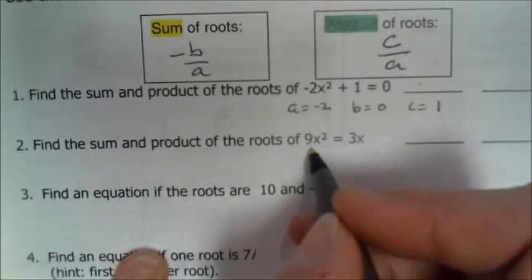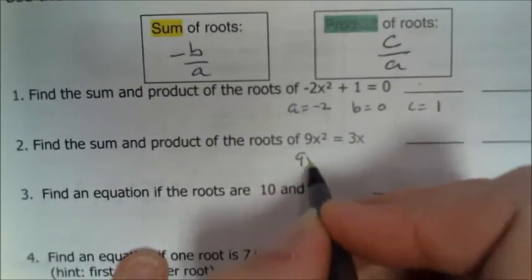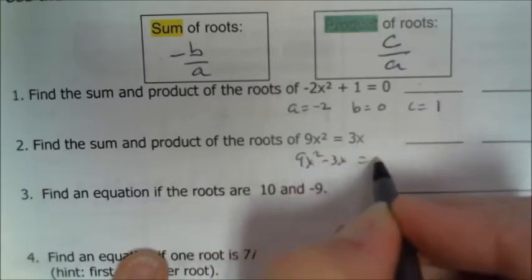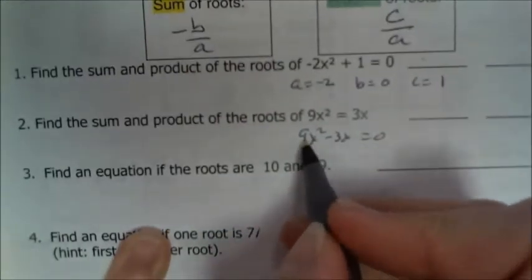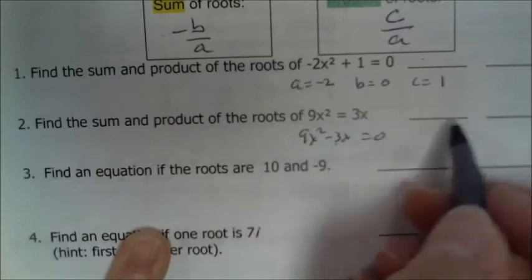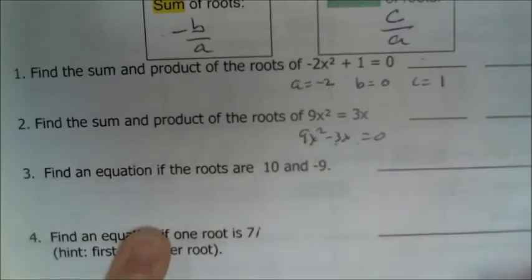This one you're going to have to subtract 3x from each side. So 9x squared minus 3x equals 0. So a is 9, b is negative 3, and c is 0. So find the sum and product and put them here.